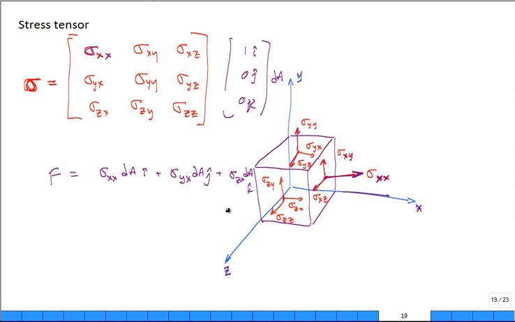How many people have taken solids? How many people have seen something like that in solids?